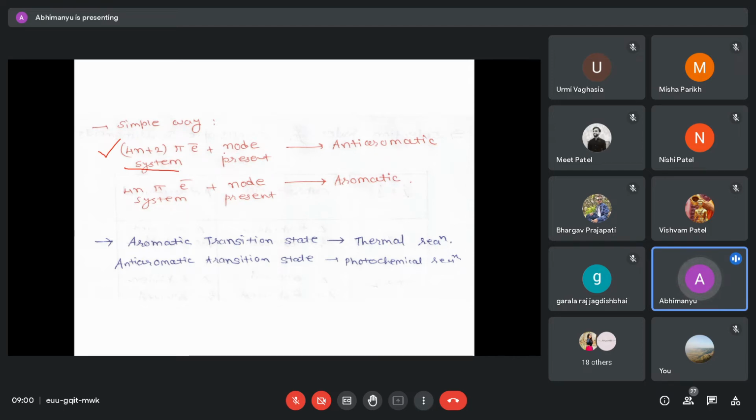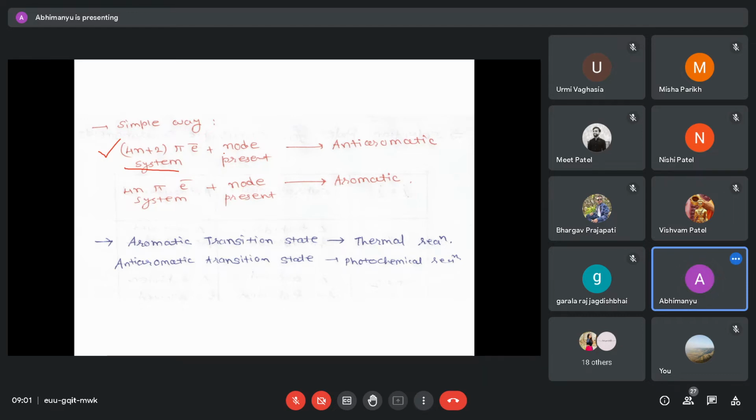Node absent means what? You all are aware about it. Node absent means what? It means the psi1 system. Psi1 is the most stable state. Psi1 is the ground state. So 4n plus 2 pi electron system, node absent, it means psi1 most stable state, it is aromatic.